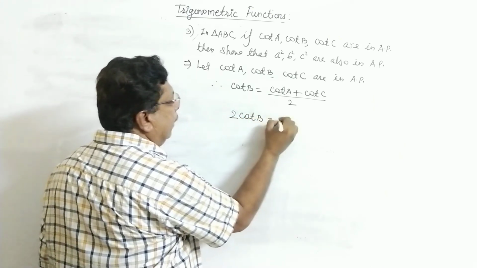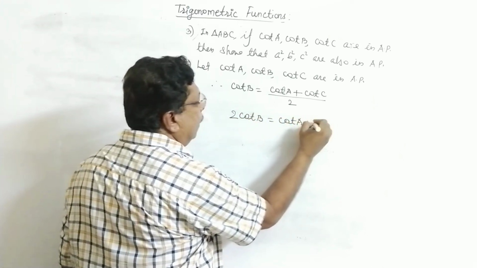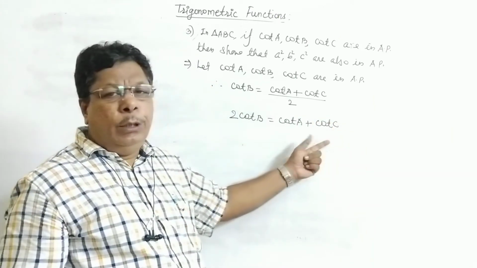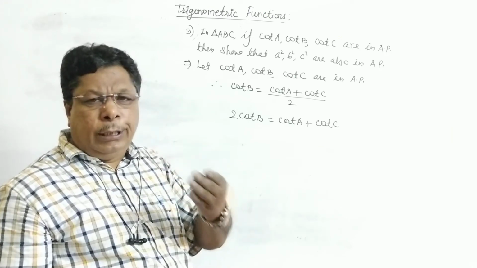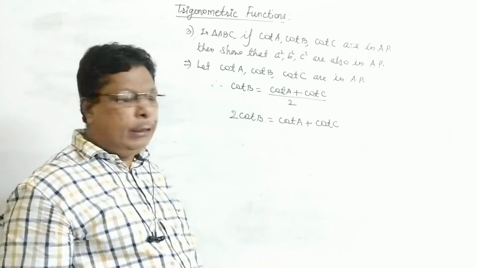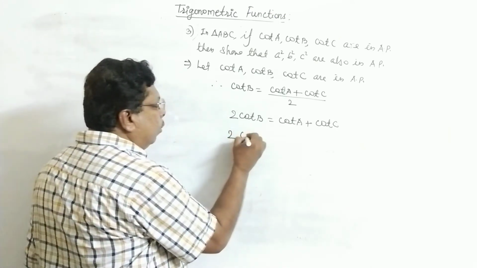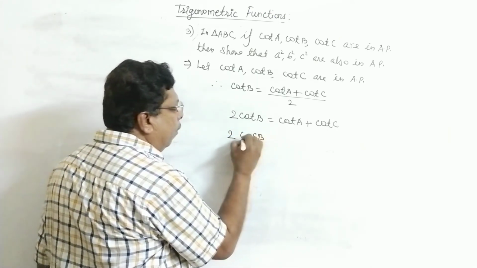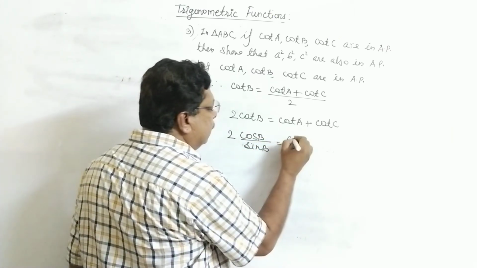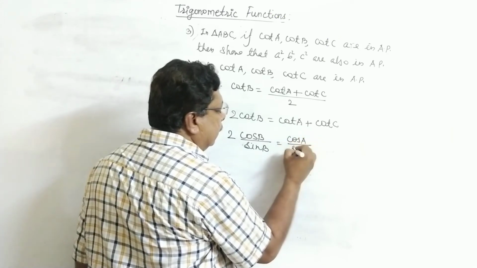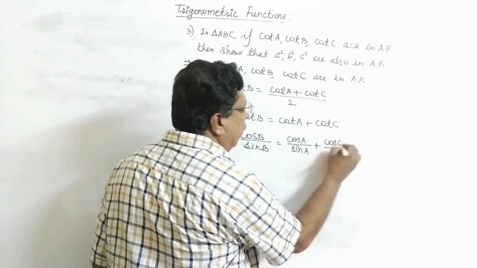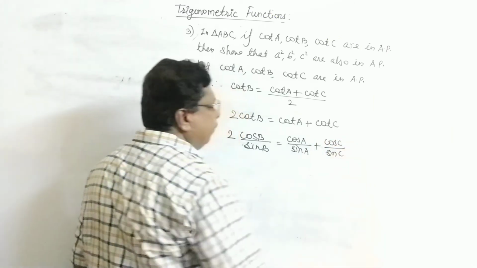2 cot B is equal to cot A plus cot C. Now we know that cot theta is equal to cos theta upon sin theta. So substitute the value of cot B, cot A and cot C here. It becomes 2 cot B means cos B upon sin B, cot A means cos A upon sin A, cot C means cos C upon sin C.